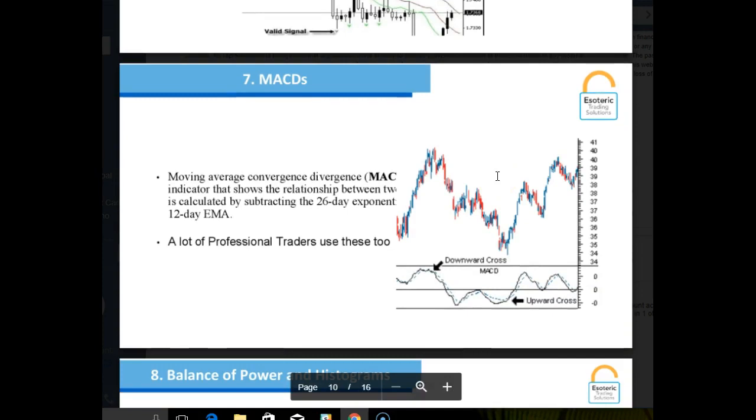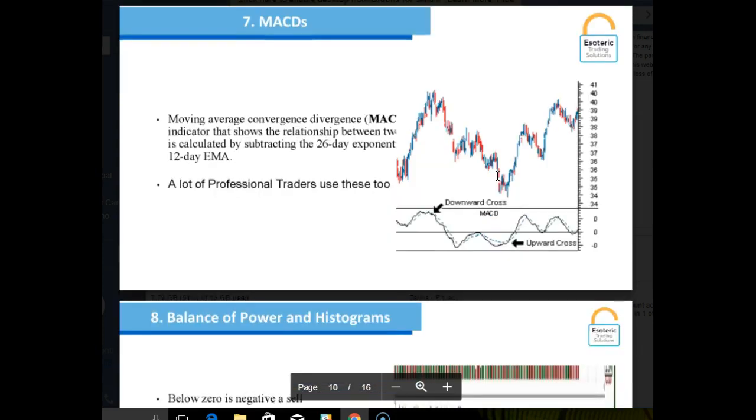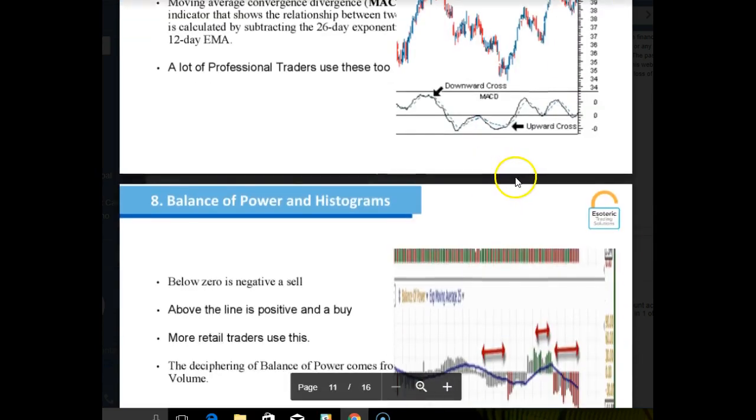MACDs I like as well. MACD is the difference between the 26-day exponential and the 21-day exponential moving average. It's not a weighted moving average. Exponential means it gives more emphasis to the recent data, not the weighted average. So when the MACD gets to a high, like up here, you sell it. When it's down here, you buy it. You buy the price, pretty much.